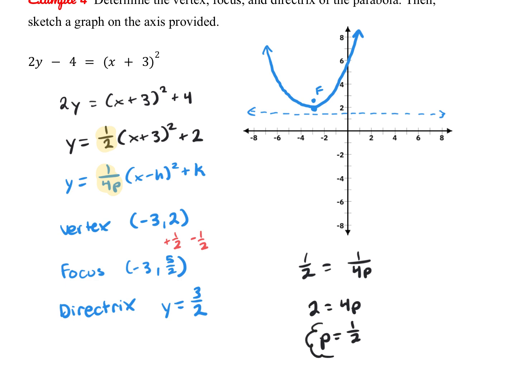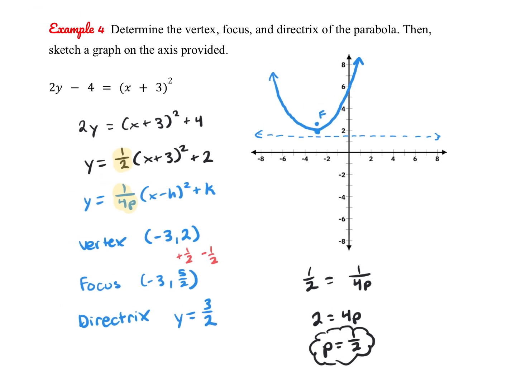So again, that p-value is really going to be critical for us. And just remember, if you want to move directly up or down, you simply add or subtract from the y value of our vertex. And there you have it.